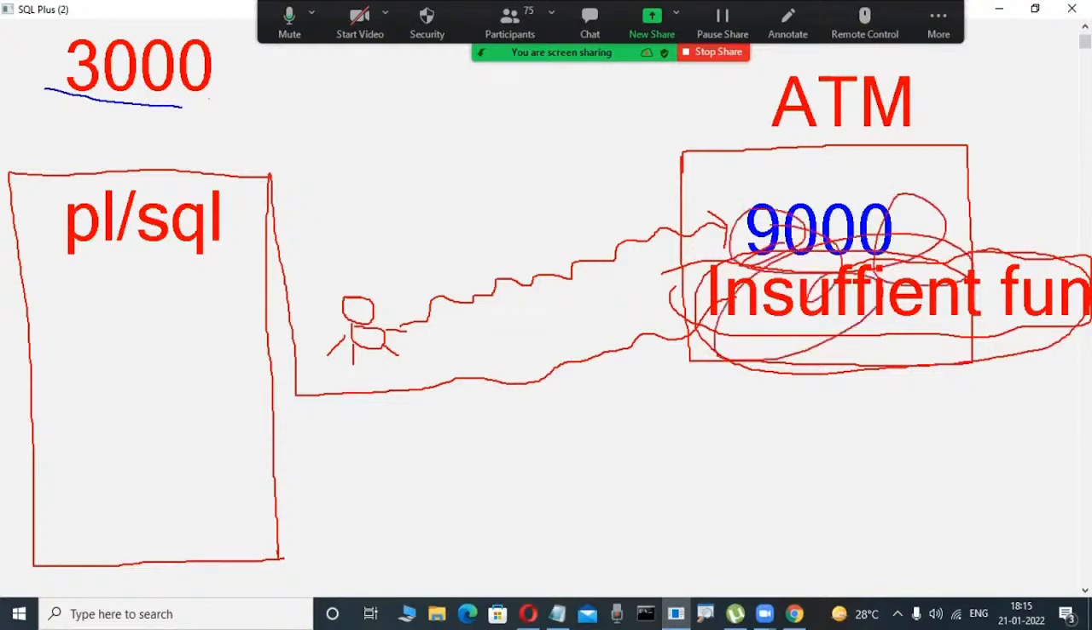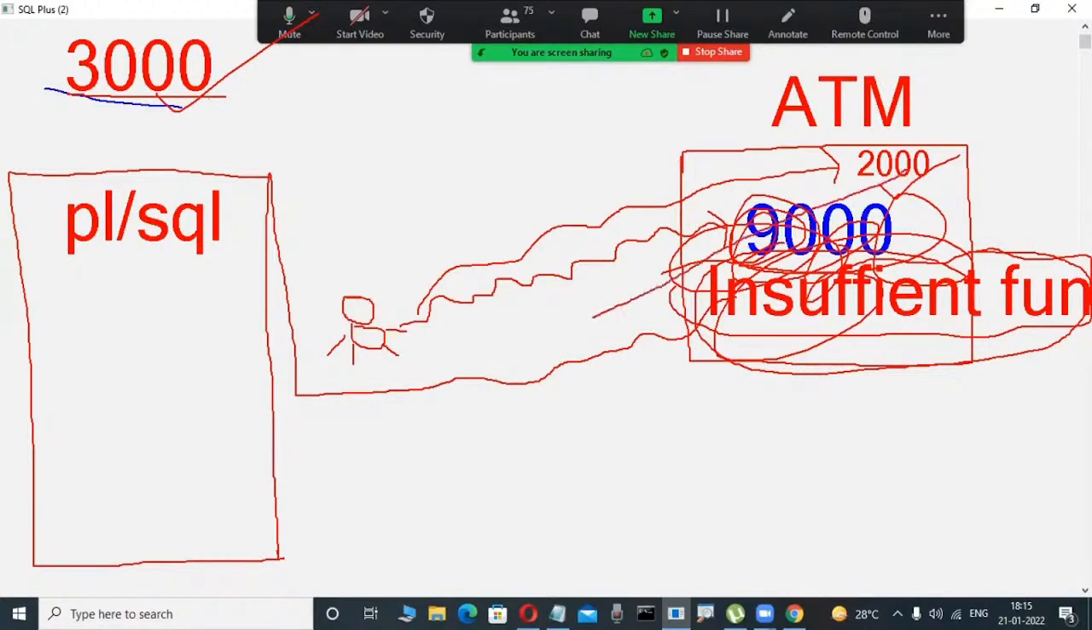Again, another scenario. For example, now my balance is 3,000. Suppose I am inserting an ATM card. Now I try to withdraw 2,000 rupees, for example. Now it is possible. Why? Because here my balance is 3,000. Yes, I try to retrieve 2,000, which is less than 3,000. That's why retrieving is possible. We are withdrawing 2,000 money, possible in this example.